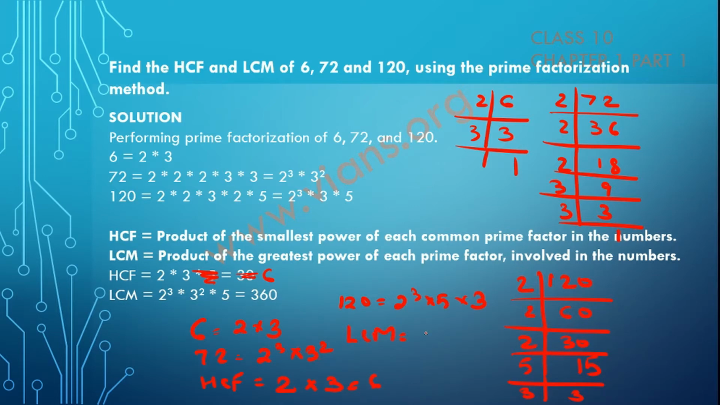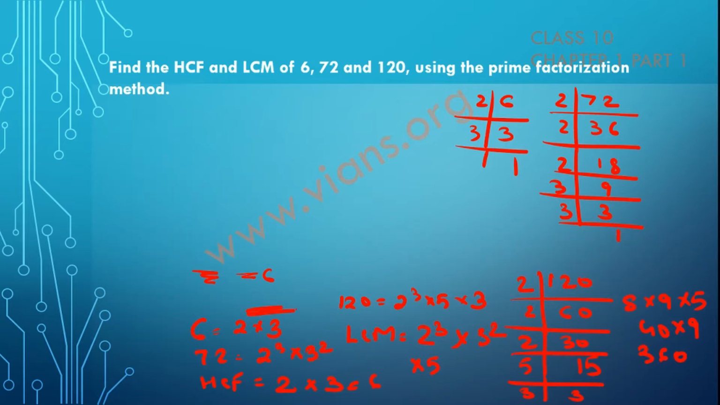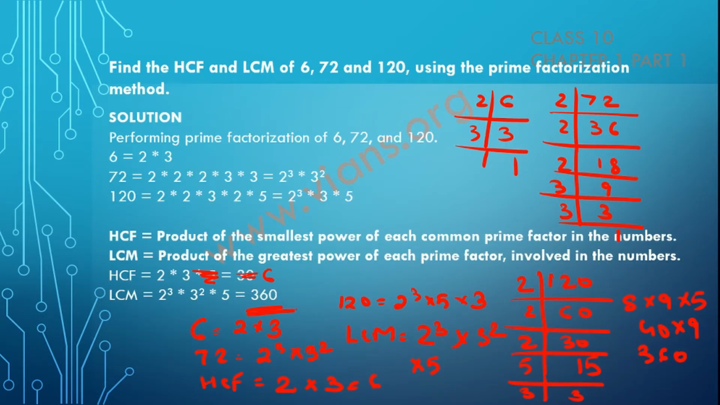And then LCM is going to be 2 raised to the highest power, that's cube, into 3 raised to the highest power, that's square, into 5. So that's going to be basically 8 into 9 into 5, that's 40 into 9, that's 360. So that's what your actual numbers are going to look like.